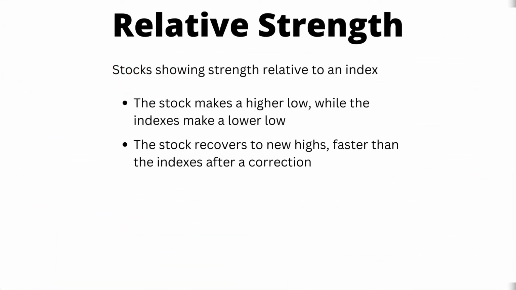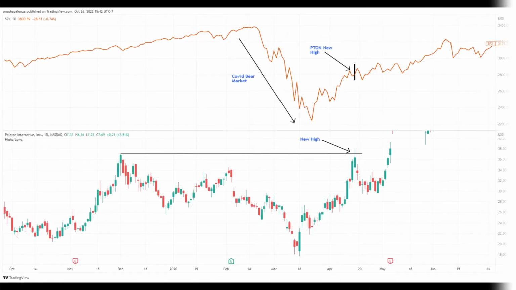The next way we can spot relative strength is by seeing if a stock recovers to new highs quicker than the indexes do after a correction. Take a look at Peloton during the 2020 COVID crash. Again, we have the S&P 500 on top and the Peloton chart on the bottom. You can see the steep decline from the COVID bear market took both the S&P and Peloton lower. However, look at how fast Peloton got back to its highs. Peloton managed to make new all-time highs while the S&P was still significantly off its highs from before the bear market. Peloton was clearly outperforming.